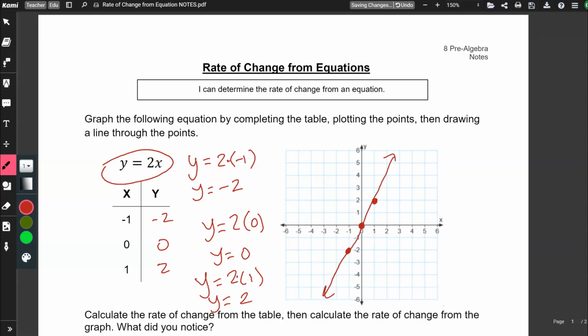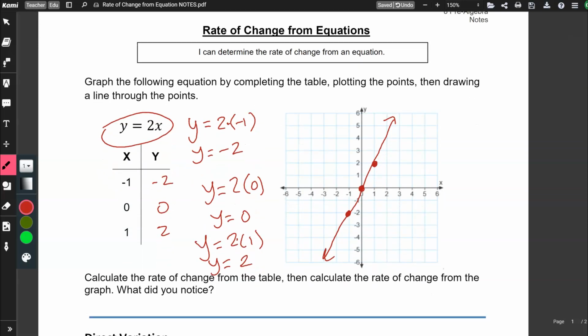Okay. So the next part of this, it says to calculate the rate of change from the table, and then calculate the rate of change from your graph. And what do we notice? Well, if I come over to my table here, remember, rate of change is that change in y over that change in x. That's what we're looking for in this one: change in y over that change in x.